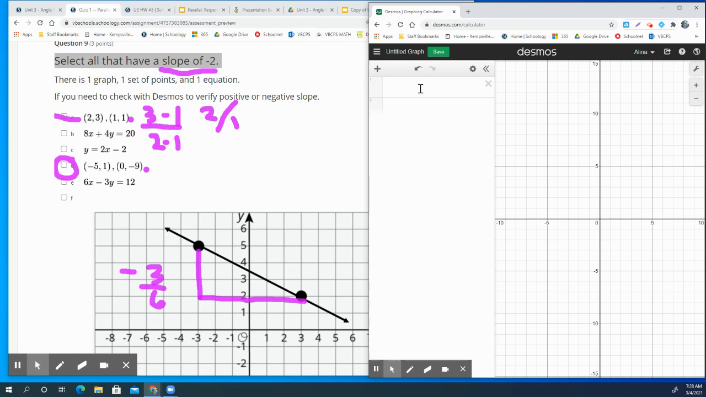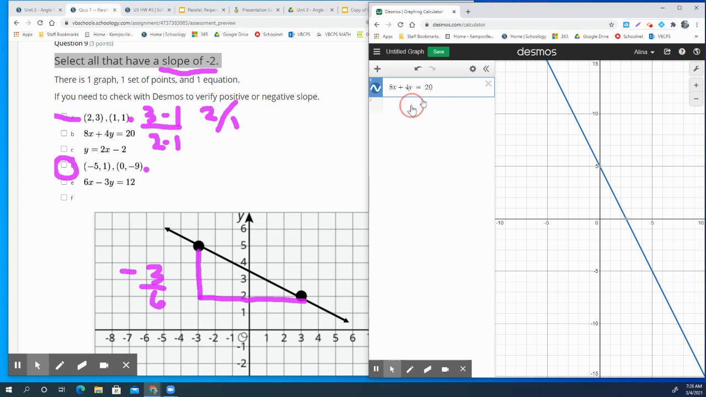We can put in our three equations, right? 8x plus 4y equals 20. And then I can check to see what the slope is. The slope is 1, 2, 3, 4, 1, 2. So that's down 4, right 2. Is that a slope of -2 if I have down 4 and right 2? What do we think?